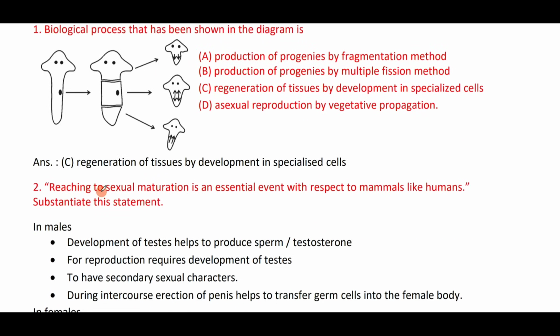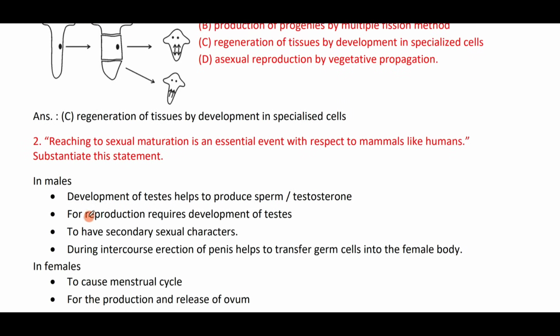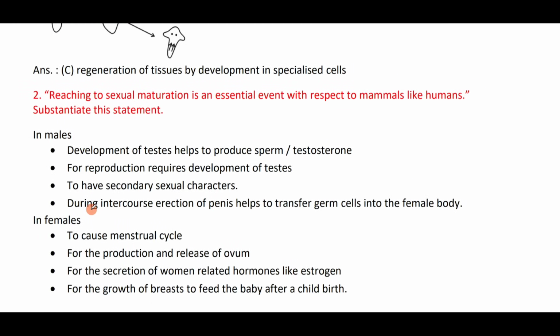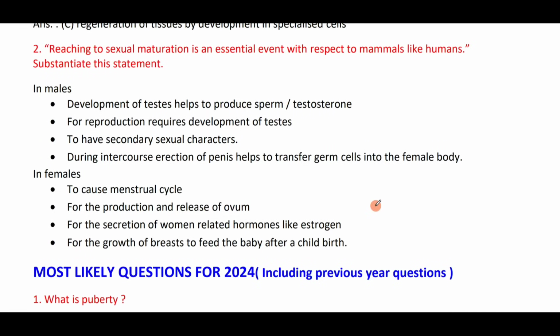Reaching sexual maturation is an essential event for mammals like humans. In males, development of the testes helps in the production of sperm and also the male sex hormone testosterone for reproduction, and it gives the secondary sexual characters. During intercourse, erection of the penis helps transfer germ cells into the female body.